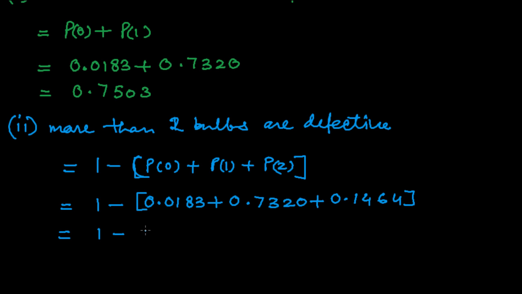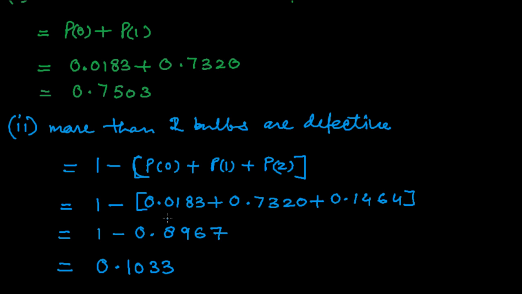If we add all three, we get the summation 0.8967, and if we subtract it from 1, we get 0.1033. So the probability of more than 2 bulbs being defective is this one.